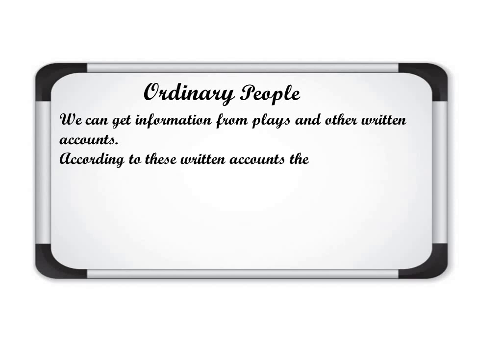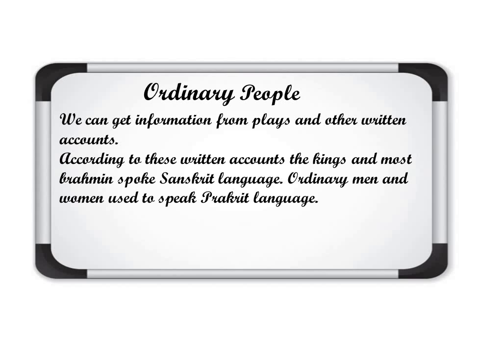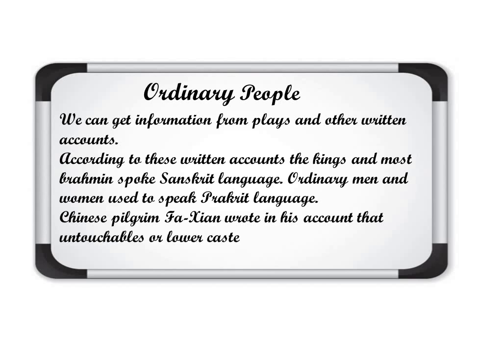According to these written accounts, the kings and most Brahmins spoke the Sanskrit language. It was the language used basically for learned people, and ordinary men and women used to speak Prakrit, the local or regional language. And the Chinese pilgrim Fa-Hien wrote in his account that untouchables or lower caste people lived in the outskirts of the city, the outer areas, and the central areas of the city were where the high caste people were living.